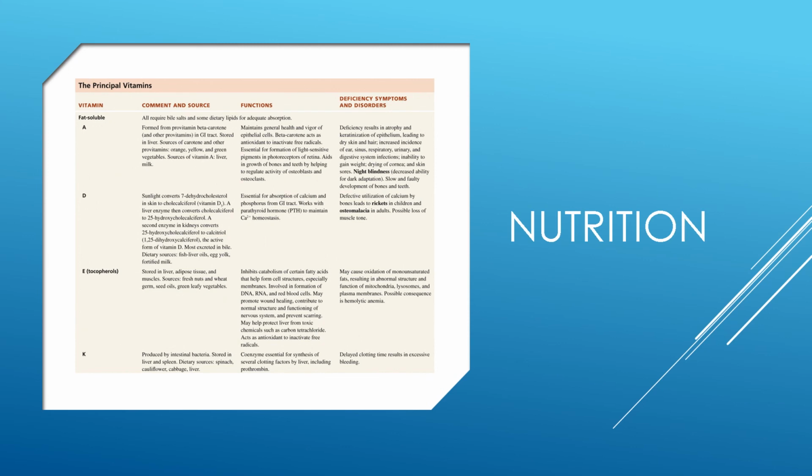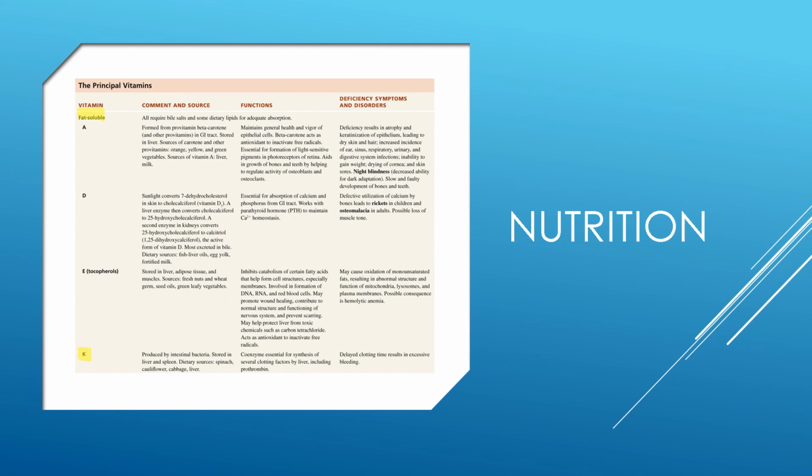Now, most vitamins cannot be synthesized by the body, and they must be ingested in food. Other vitamins, like vitamin K, are produced by bacteria in the gastrointestinal tract, and then they are absorbed. Now, vitamins are divided into 2 main groups. We have fat-soluble, which is going to be on this slide, and then water-soluble.